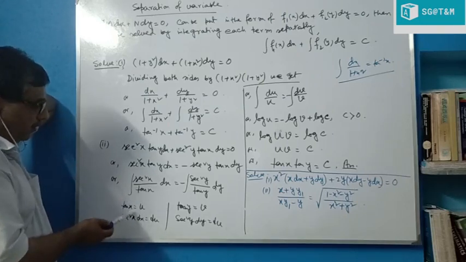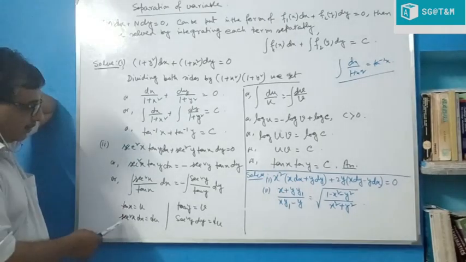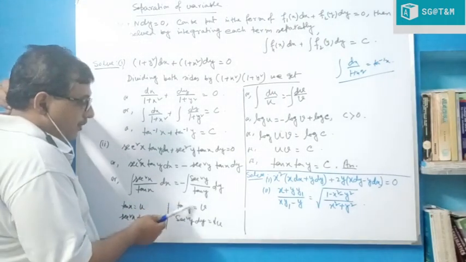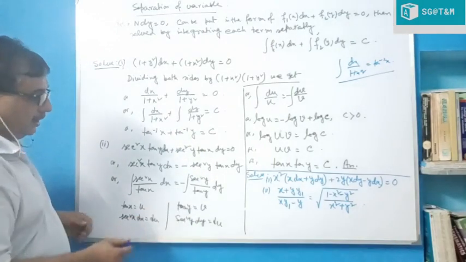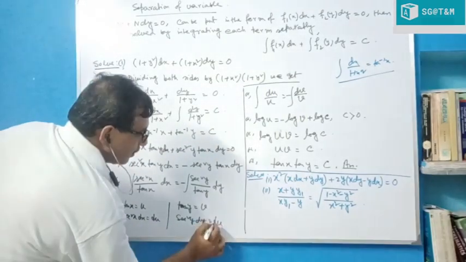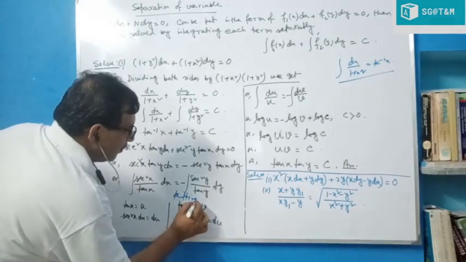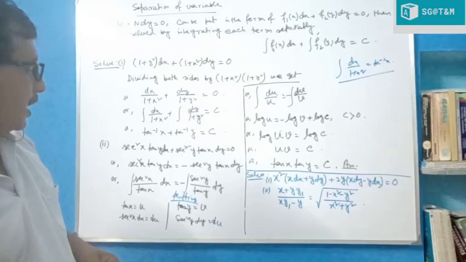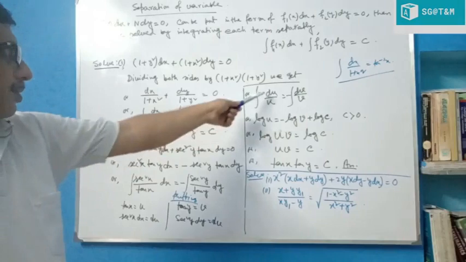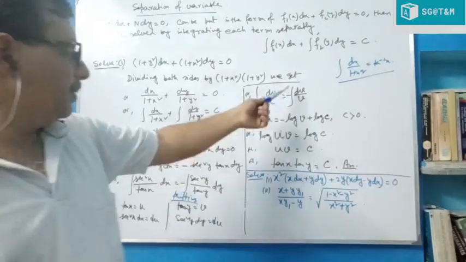For integrating, put first tan x is equal to u. The derivative of tan x is well known, sec square x. So sec square x dx is equal to du. And if we substitute tan y is equal to v, then sec square y dy is equal to dv. Putting this, we can write du by u, since sec square x dx is equal to du and tan x is u. So du by u is equal to minus of dv by v.